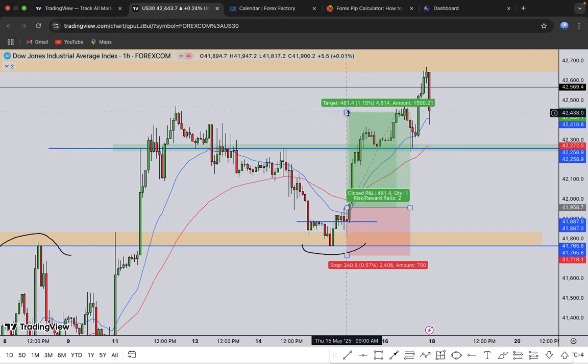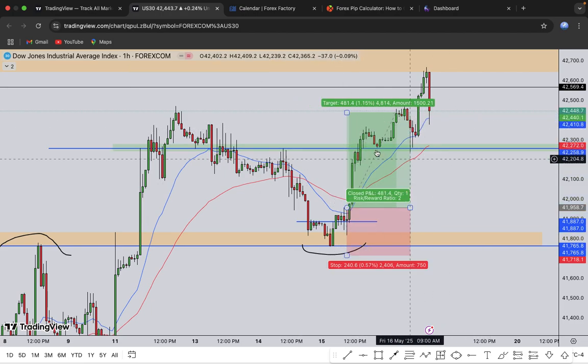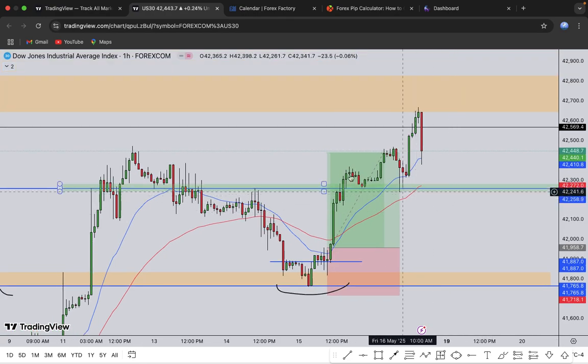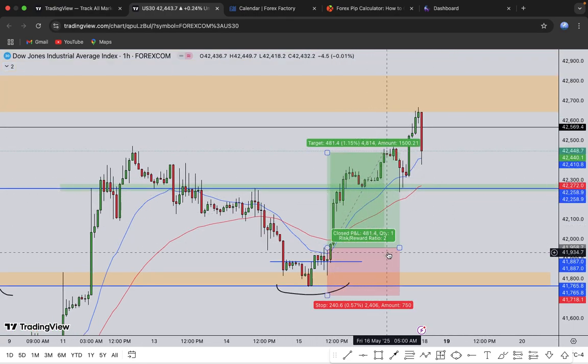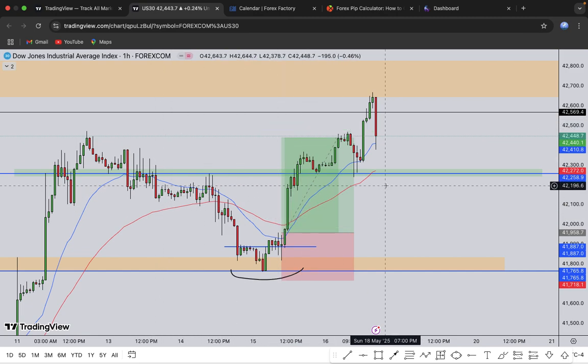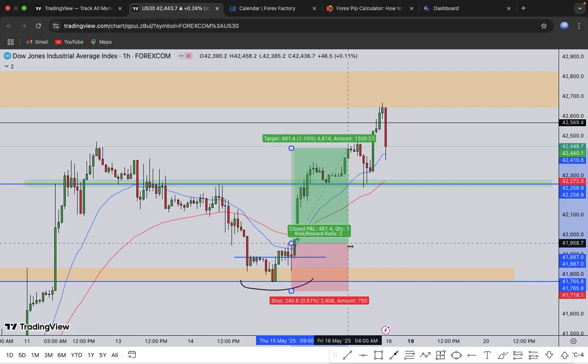I was risking 2% though, so I ended up securing like 3% plus on this trade, right? Even though I was only up like 1.5%, right? 1.5 R. I was risking 2%, so I ended up making more than 1.5%, right? I think I made like 3%. That was the first trade that I took, right?